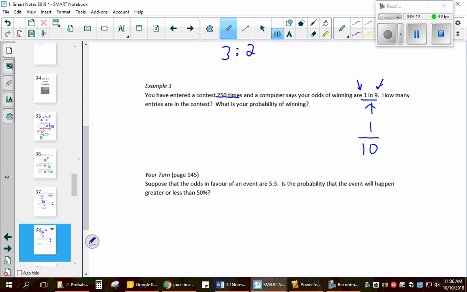So what we're going to do is set up a ratio. So this is my probability. I played 250 times. My X value here is going to be how many times I should win out of that, right? Because if I play 10 times, I should win once. If I play 250 times, how many times should I win, right? We're just setting up a ratio. Do you guys know how to solve for X here?